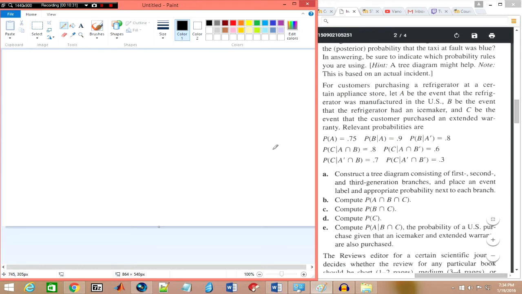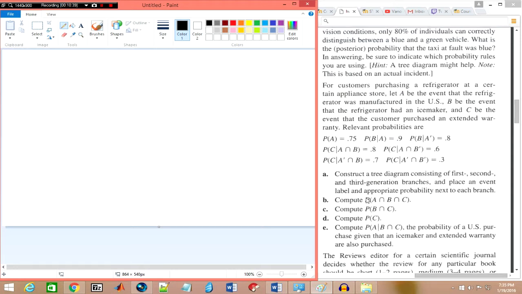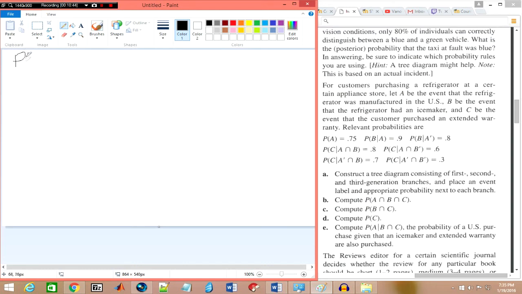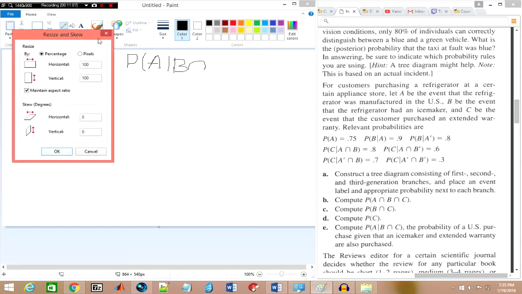Alright, compute the probability of A intersect B intersect C. Well, that's just the probability. Okay. So the probability of A intersect B intersect C is equal to the probability of A given that B intersects C. Never mind. No.